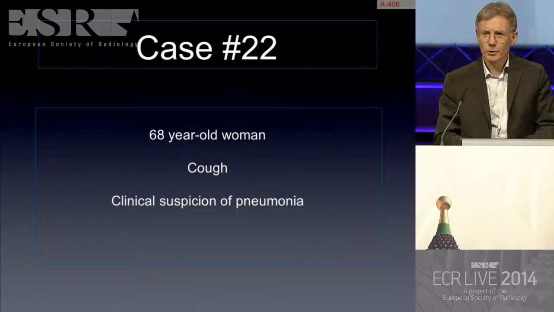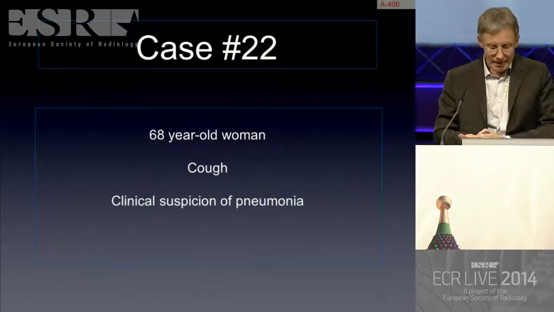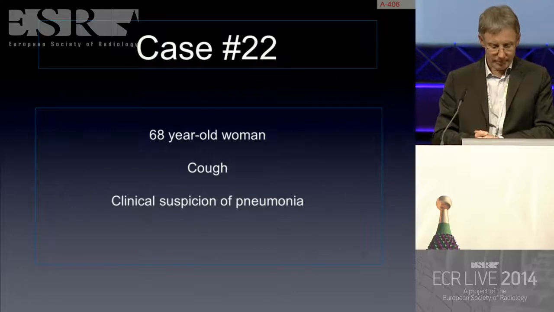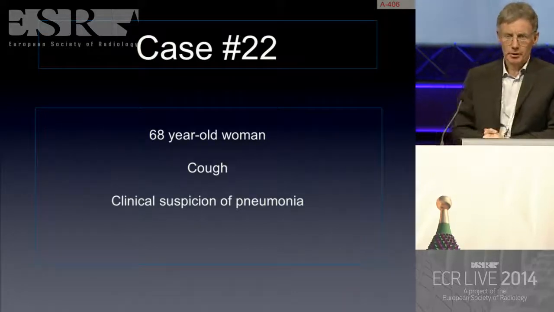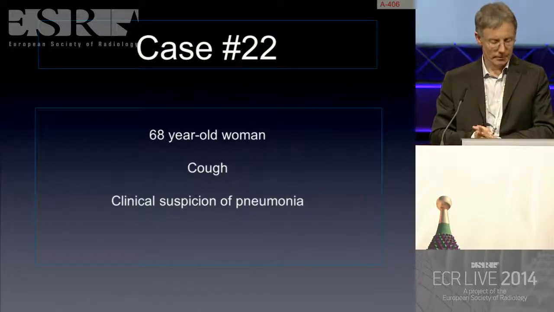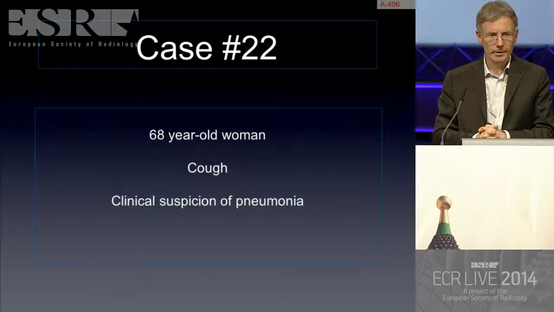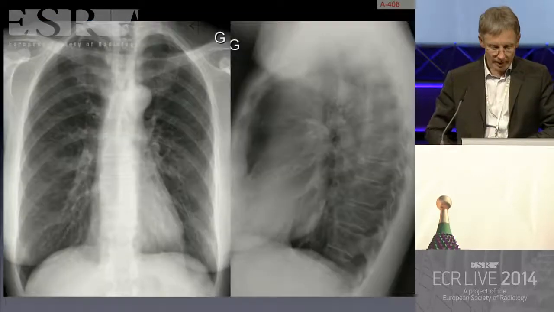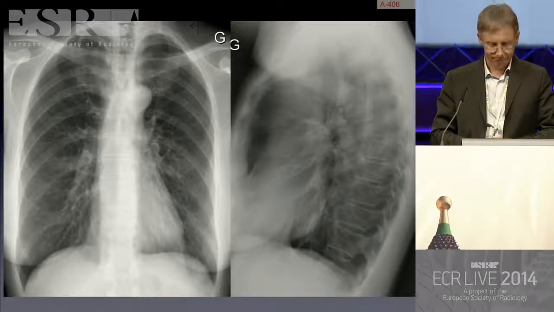Now we're going to move on to a different pathology. We have a 68-year-old woman at the emergency department. She comes with a cough and a fever, and the receiving emergency doctor is convinced that there is a clinical suspicion of pneumonia. He's found signs with the stethoscope. And this is the patient's chest X-ray.